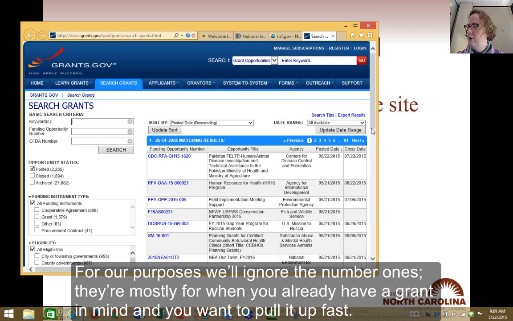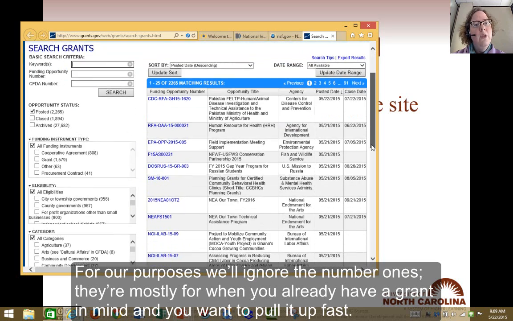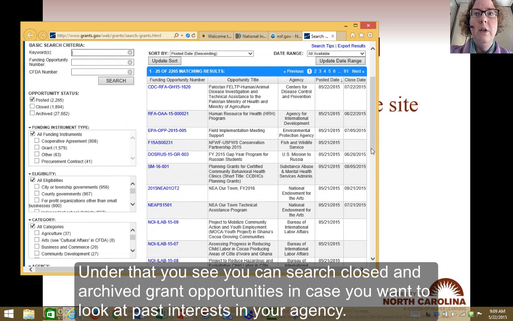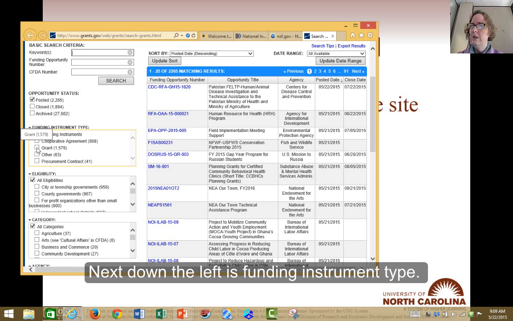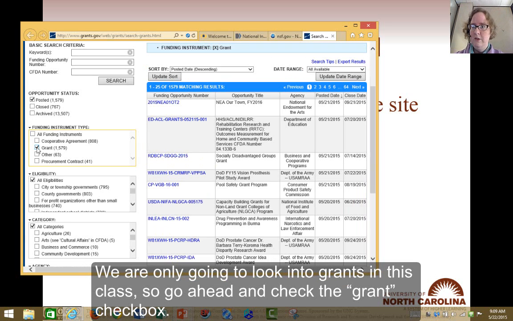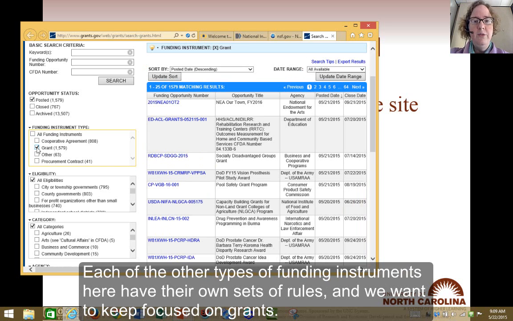For our purposes, we'll be ignoring the number ones. They're mostly for when you already have a grant in mind and you want to pull it up fast. Under that, you can see that you can search closed or archived grant opportunities in case you want to look at past interests in your agency. Next down the list is funding instrument type. We are only going to look into grants in this class, so go ahead and check the grant checkbox. Each of the other types of funding instruments have their own rules, and we want to keep focused on grants.